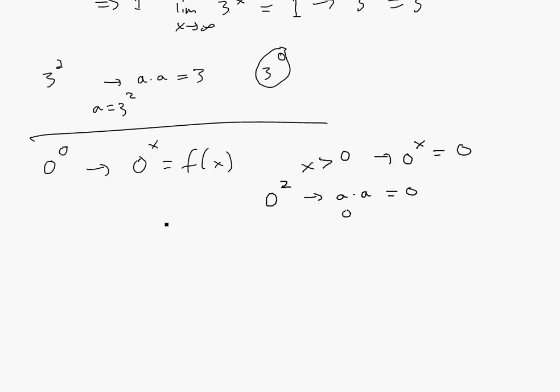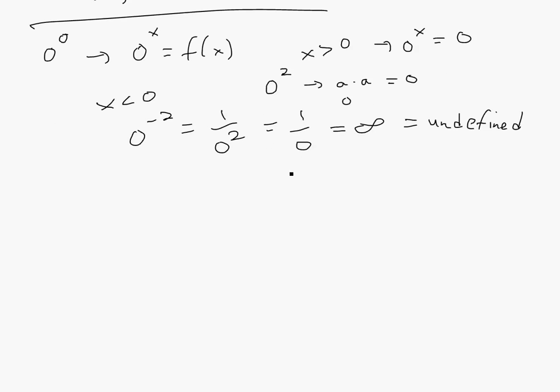But if x is less than 0, let's say 0 to the negative 2, this equals 1 over 0 to the 2. And this is 0, so you just have 1 over 0, which is infinity or undefined.